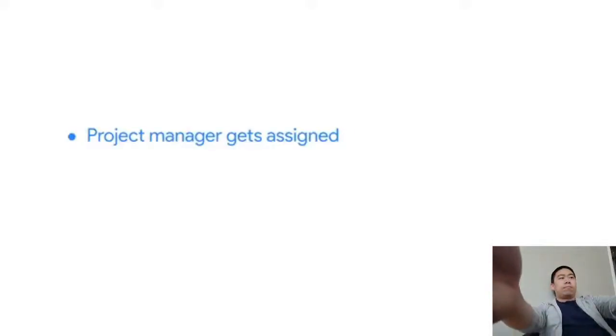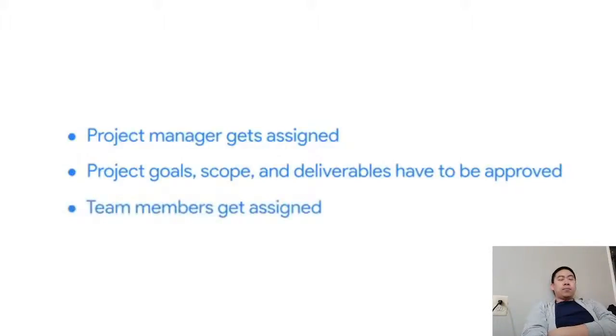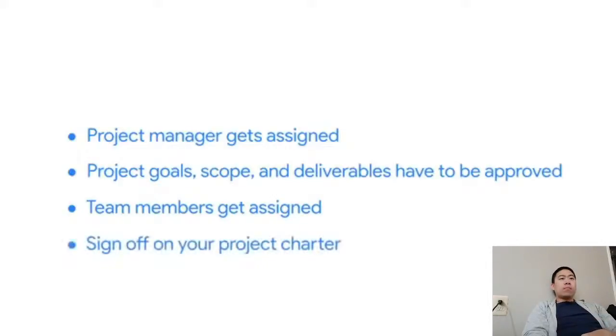First, the project manager gets assigned. That's you. Then, the goals of the project have to be approved, as well as the scope of the project and its deliverables. A number of people will need to be assigned to the project, and you'll have a good sense of their individual roles and responsibilities. You'll also need stakeholder sign-off on your project charter. If all of these criteria have been met, then you're set to begin planning.